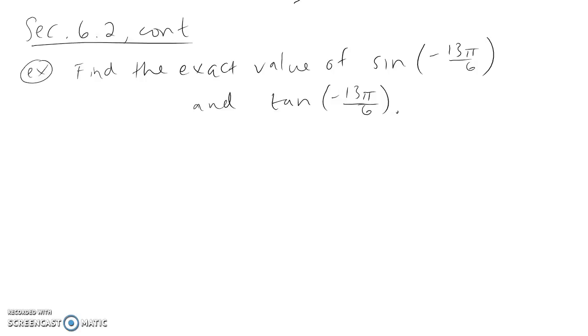Now we're going to find the exact value of sine of negative 13 pi over 6 and tangent of 13 pi over 6. Now you might say, negative 13 pi over 6 is not one of the angles in our unit circle that you asked us to memorize. Well, it turns out that it's what we call coterminal with another angle that we did talk about.